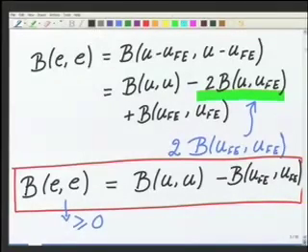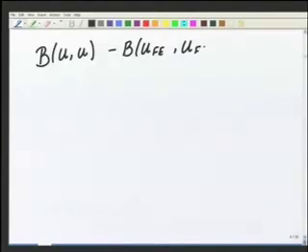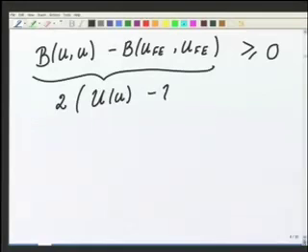So what do I have then? Because of this, I will have b(u, u) minus b(u_fe, u_fe) is greater than or equal to 0. But what is this expression equal to? This is equal to twice the strain energy due to u minus the strain energy due to u_fe, is greater than or equal to 0.